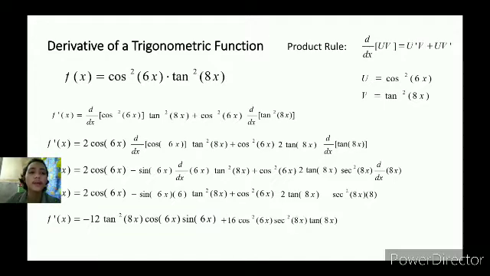And for the right side, we got plus 16 cosine squared 6x times secant squared 8x times tangent 8x. 16 is from the product of 8 and 2. And that would be our final answer.